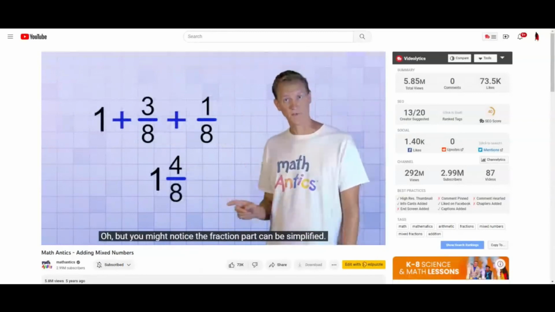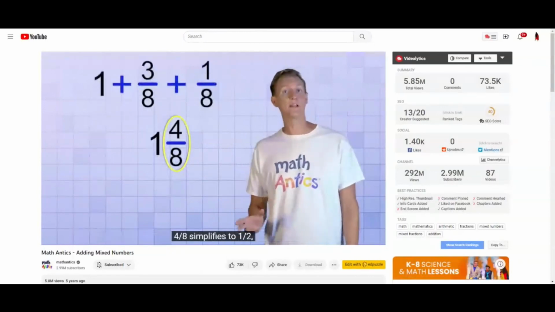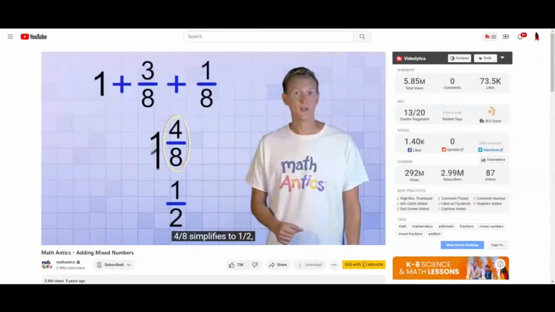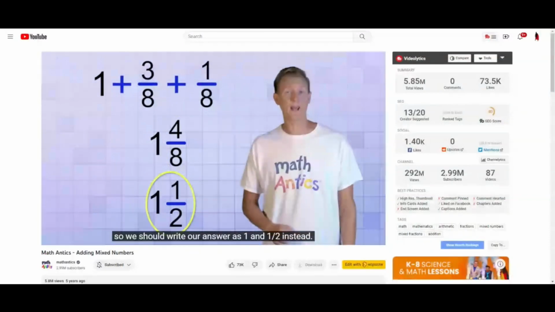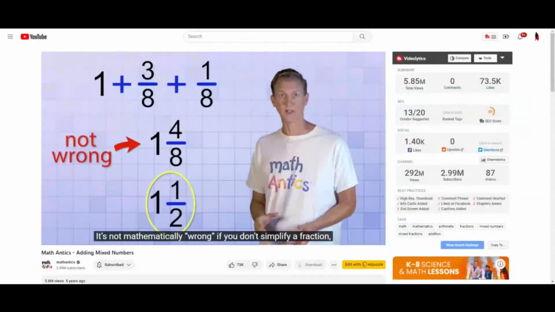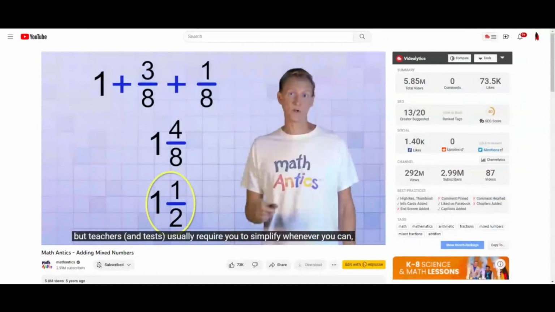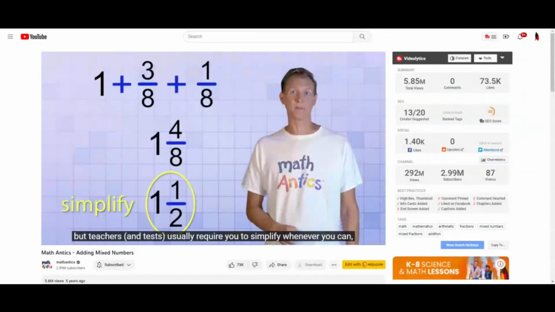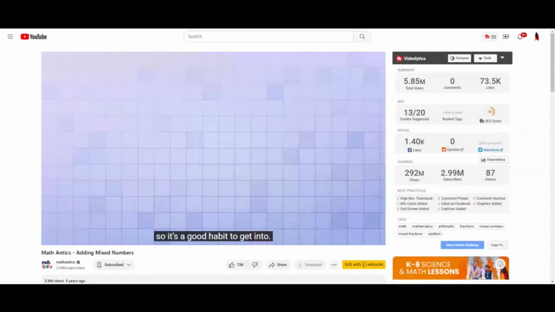Oh, but you might notice the fraction part can be simplified. 4/8 simplifies to 1/2. So we should write our answer as 1 1/2 instead. It's not mathematically wrong if you don't simplify a fraction, but teachers and tests usually require you to simplify whenever you can. So it's a good habit to get into.